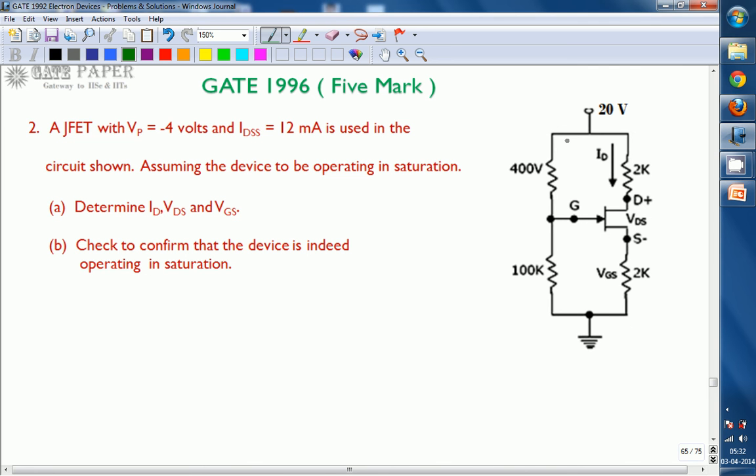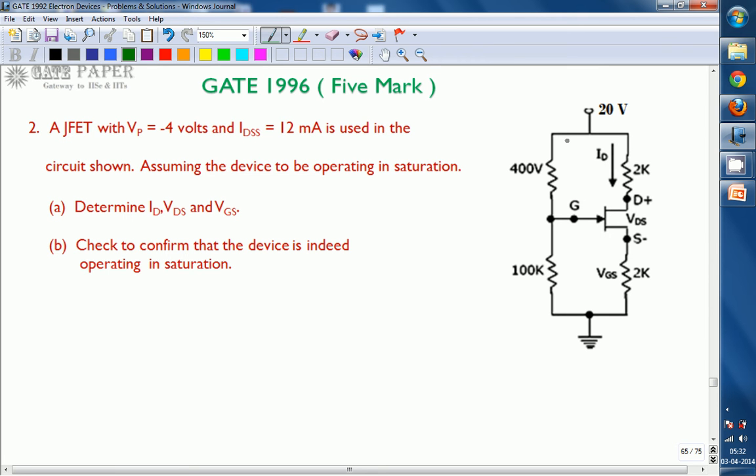We are discussing the GATE 1996 ECE paper, and the topic we are discussing is electronics. Look at the diagram. The question is related to a JFET with pinch-off voltage of minus 4 volts and drain-to-source saturation current IDSS of 12 milliamperes. Assume the device to be operating in the saturation region.